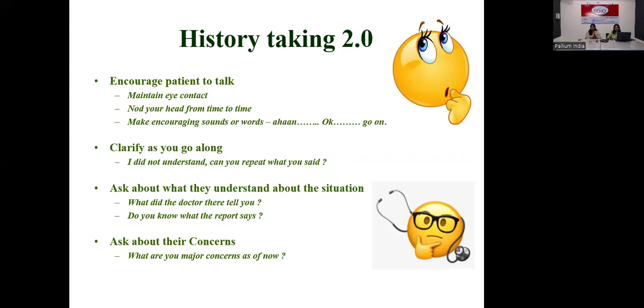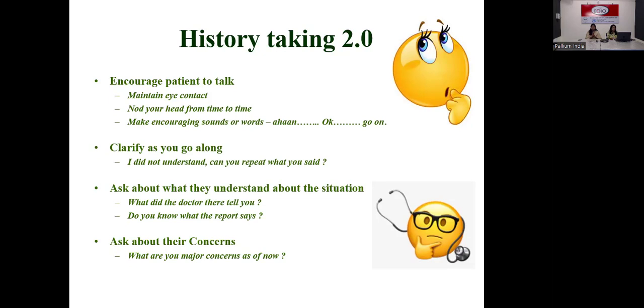Listen continuously. Encourage the patient to talk. Do not interrupt. Maintain eye contact. Nod your head from time to time, which shows that you are listening. Make encouraging sounds like, huh, okay, go ahead. We have those slight sounds which show that we are listening or acknowledging.